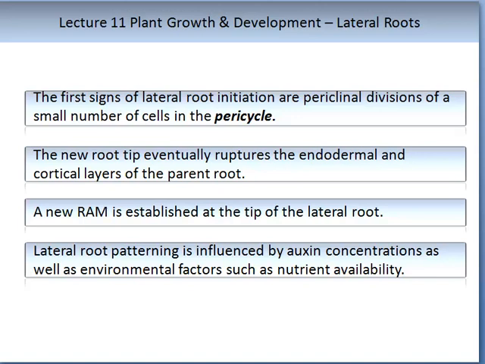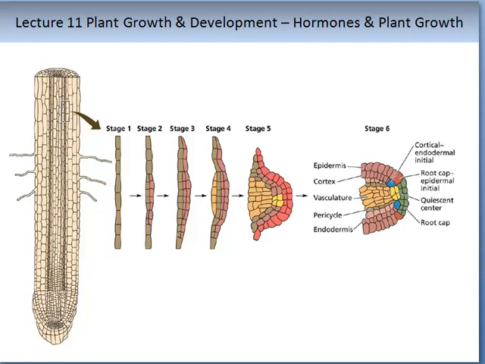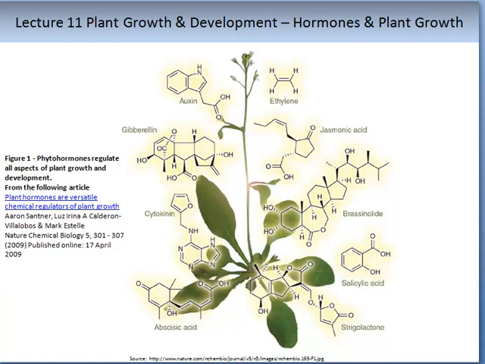Lateral root patterning is influenced by auxin concentrations as well as environmental factors such as nutrient availability and soil moisture. On the slide you will see a visual representation of root development and the number of processes that we have described. These can be separated into 5 distinct stages. In the next series of lectures we will look at plant hormones and their interactions. I am going to just touch very briefly on growth and development and hormones in this slide.